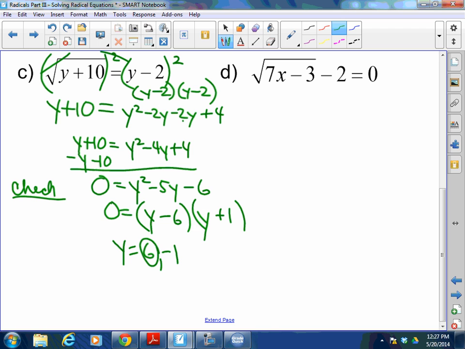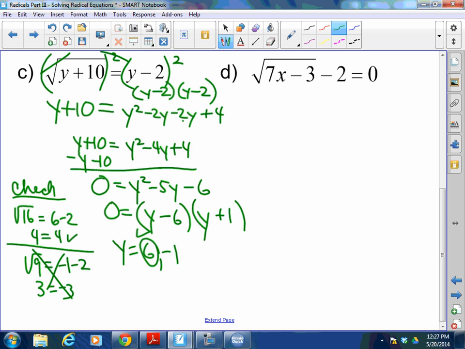Let's first check 6. 6 plus 10, that's square root of 16. Does that equal 6 minus 2? Let's see. Square root of 16 is 4. 6 minus 2 is 4. Yes, 6 works. Let's check the negative 1, guys. Negative 1 plus 10 is square root of 9. And negative 1 minus 2. So does 3 equal negative 3? No. So this guy is extraneous.